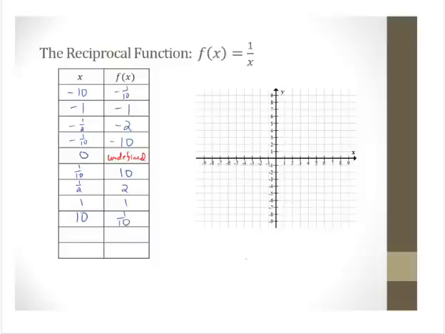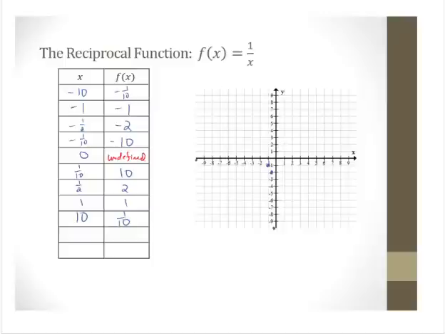So let's plot these points. I have negative 10, negative 1/10. So that's going to be really close to the x-axis. I have negative 1, negative 1. Oops, I plotted that first point on the wrong side of the axis. Sorry about that. Let's start again. Let's plot the point negative 10, negative 1/10. So that would be about here. Then I have the point negative 1, negative 1. I have negative 1/2, negative 2. I have negative 1/10, negative 10. So that's going to be really close to the y-axis.